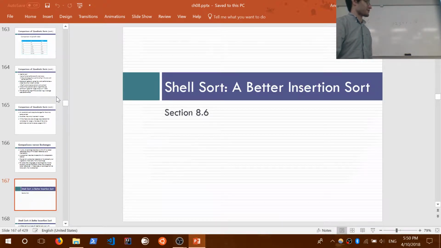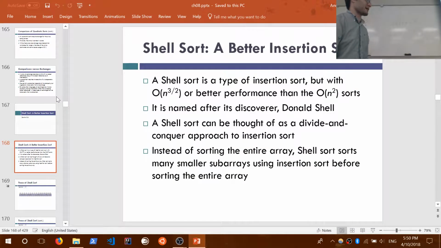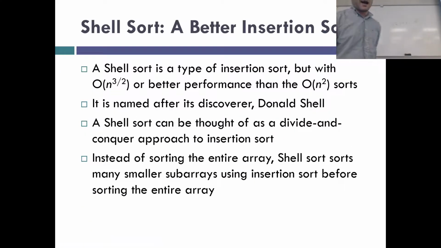Shellsort is a better version of insertion sort. It's not named after the fact that it creates shells or anything. It's named after Donald Shell. And essentially, instead of getting O of n squared, we can get O of n to the 3 over 2, or n root n, right? Rather than n log n or anything, this is n root n, which is pretty small, actually.